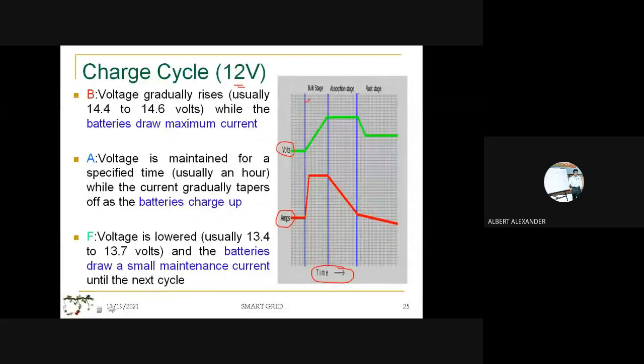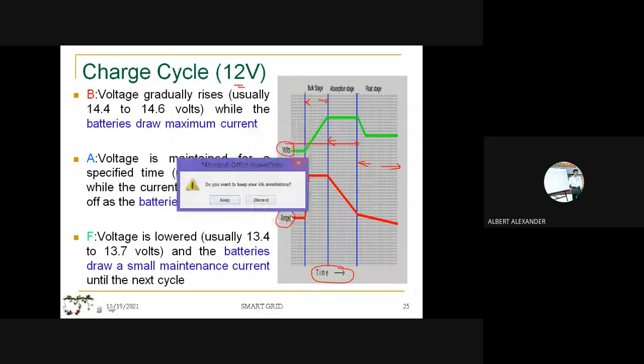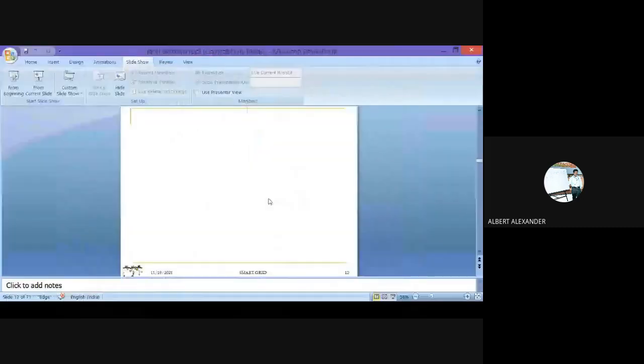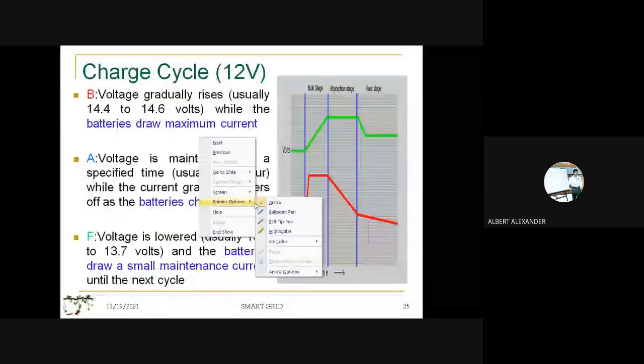So this differs from battery to battery. Let us say that this is the bulk stage time taken, this is your absorption stage, and let us say that this is the time taken for your float stage. So now we can understand how these 3 stages are working in unison. What is happening during the bulk stage?